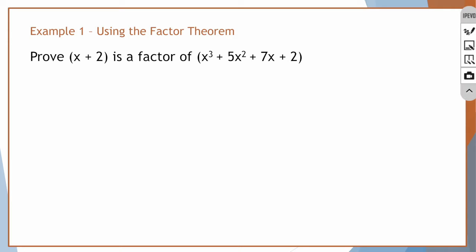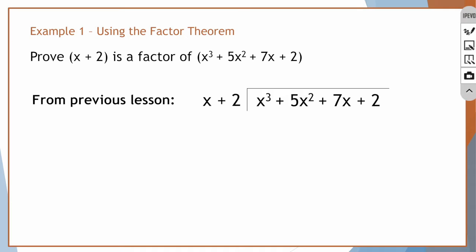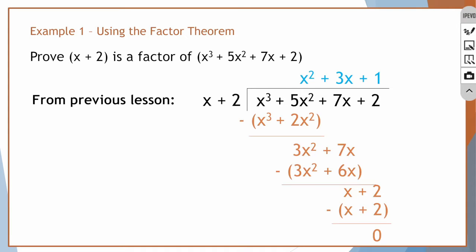Prove x plus 2 is a factor of x cubed plus 5x squared plus 7x plus 2. For those of you that watched the video on polynomial division, you'll see that we actually tackled this example in the previous video. So this is what we did. x cubed plus 5x squared plus 7x plus 2 divided by x plus 2 gave us an answer of x squared plus 3x plus 1. But the important part is that it gave us a remainder of 0.